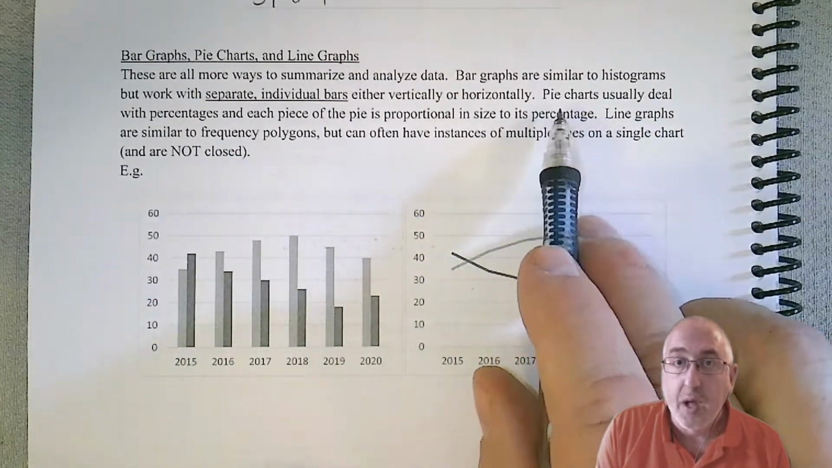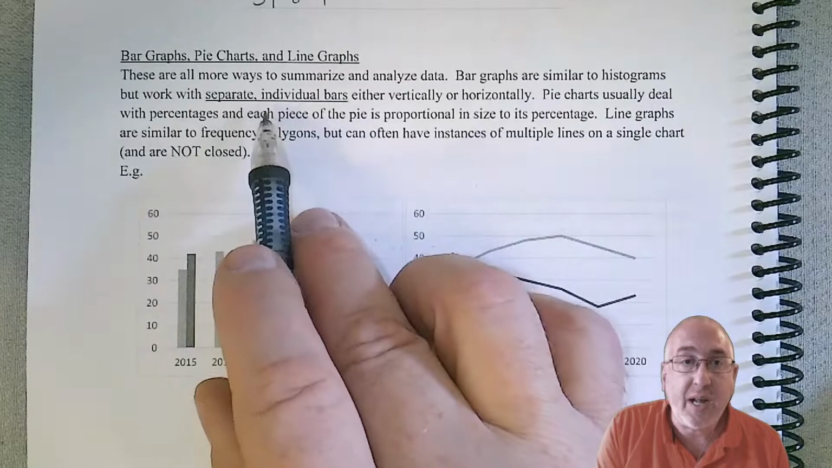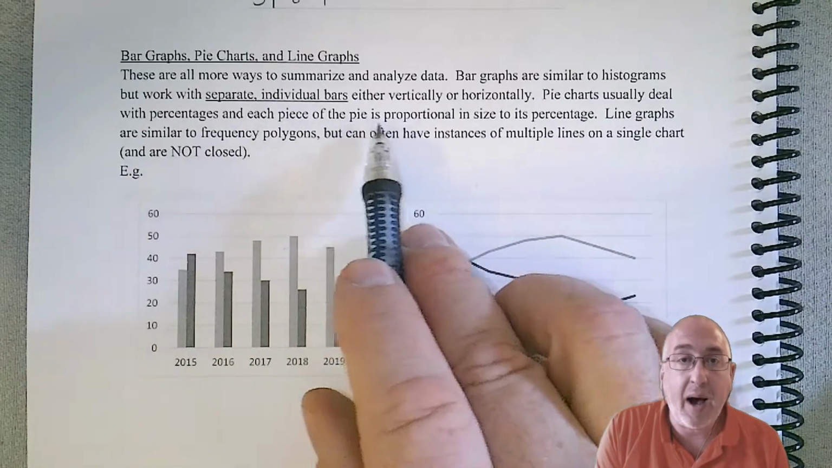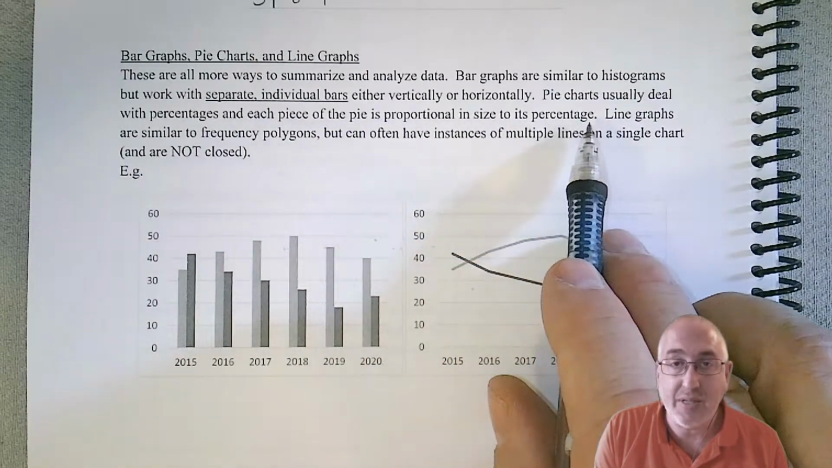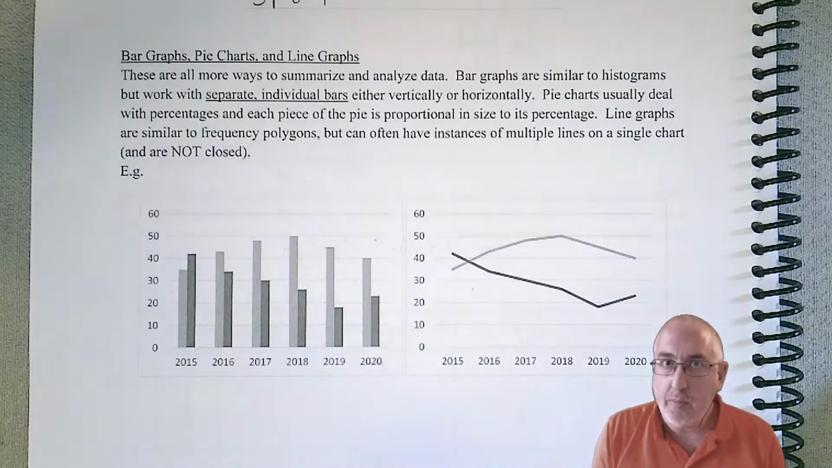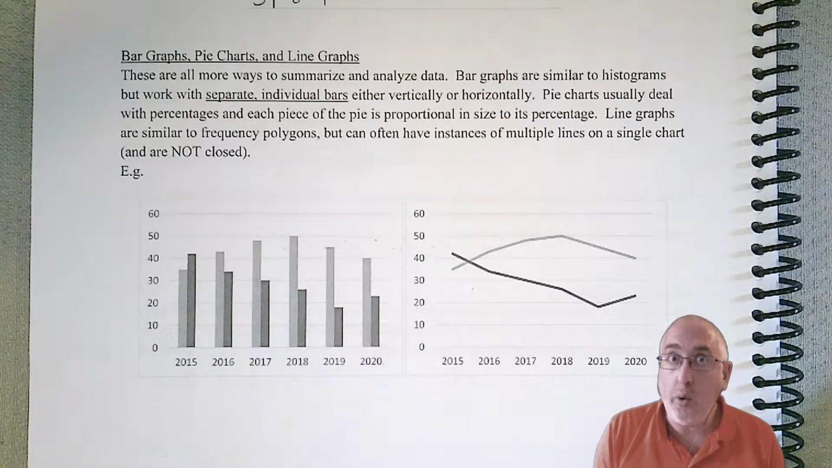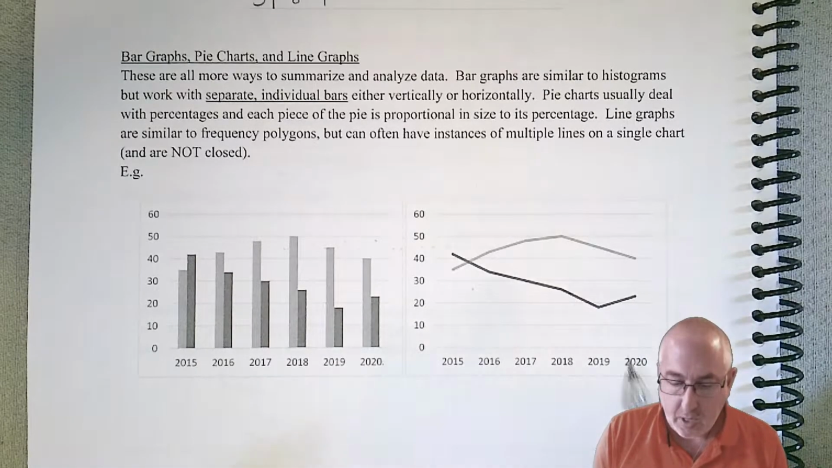What else do we have? Pie charts usually deal with percentages, and each piece of the pie is proportional in size to its percentage. We're going to see an example of how we can create our own by hand, and some little tips that you can use to help do that.